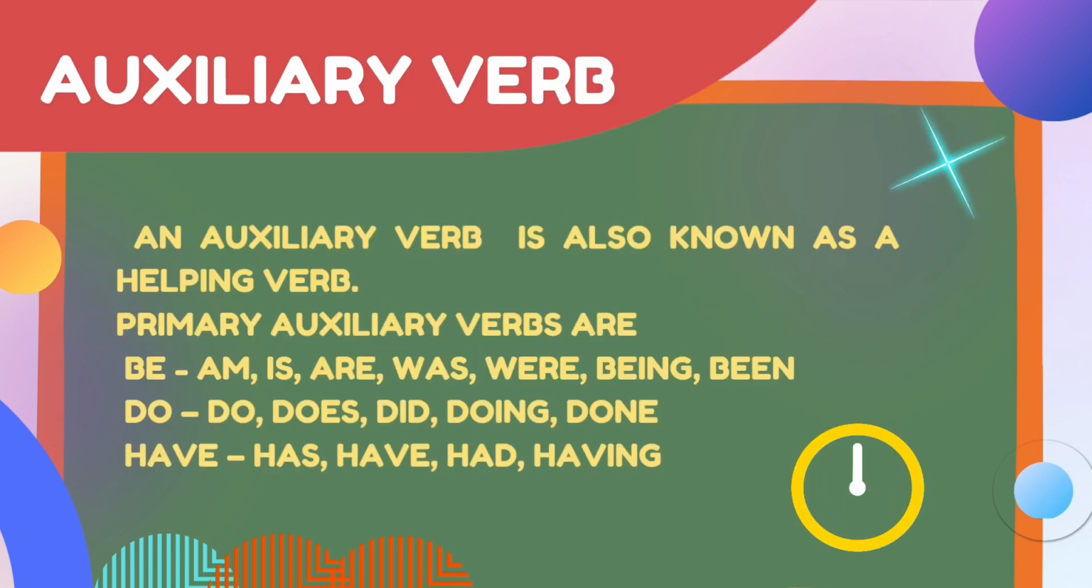Auxiliary verb. An auxiliary verb is also known as a helping verb or supporting verb. There are three primary auxiliary verbs. These are be, do, have. Be has different forms: am, is, are, was, were, being, been. Do has different forms: do, does, did, doing, done. And have has different forms: has, have, had, and having.